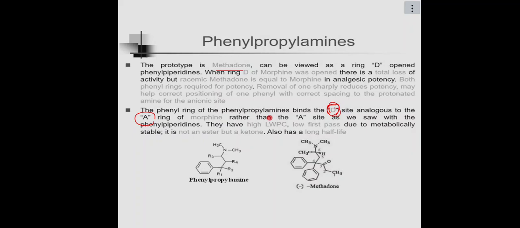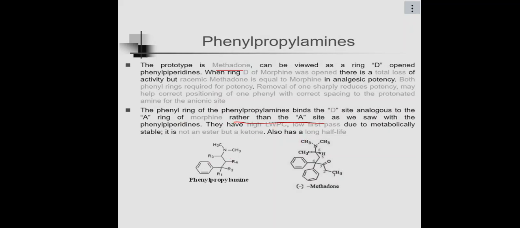I hope we mentioned this; anyway, we'll go back to it to confirm that's what we said. So we are only saying that, just like in morphine, the phenyl ring of the propylamines will bind again to the D site. Remember, we start with the D, and then we go to the C, and then to the B, and then to the A. So the phenyl ring of the phenylpropylamine binds to the D site, analogous to the A ring of morphine. We will go back here to confirm that is what we said, as we saw with the phenylpiperidines.